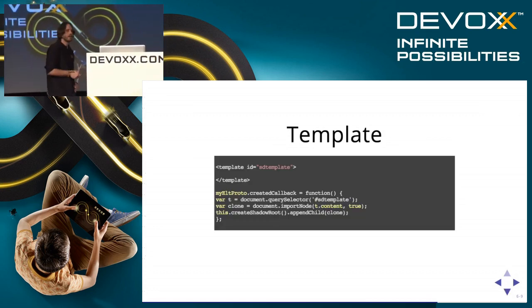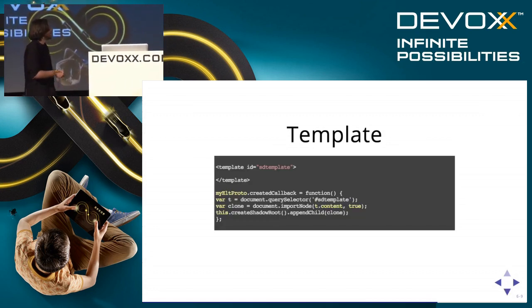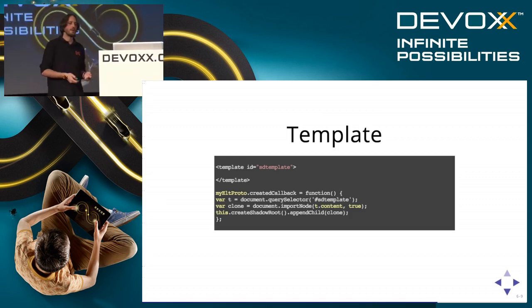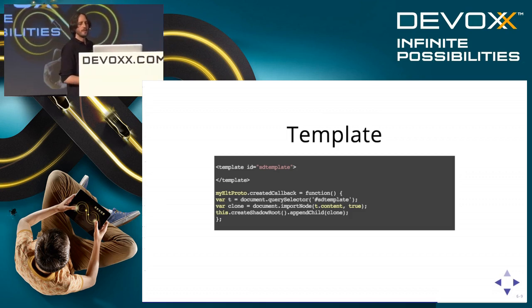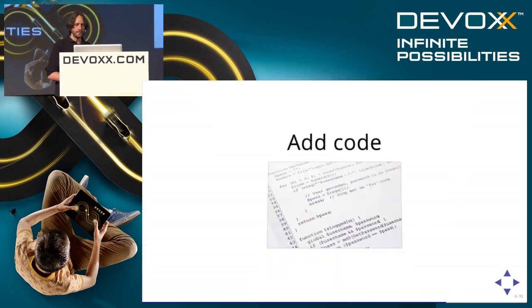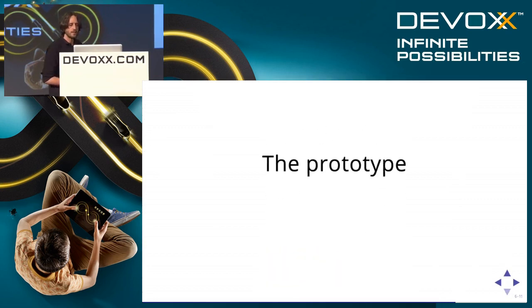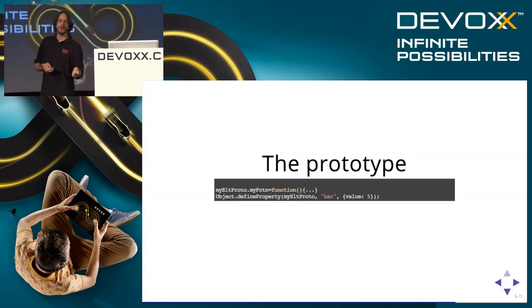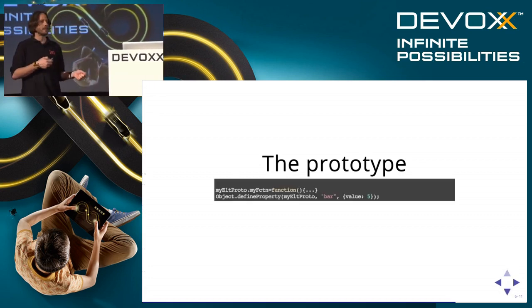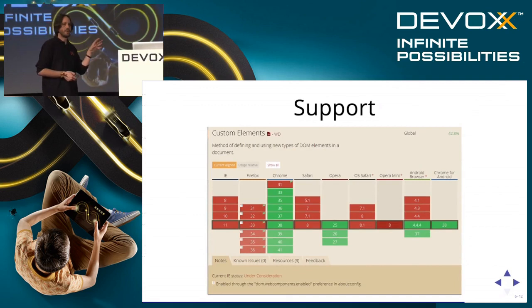You put the content of your element in a template. You retrieve this template, you create a shadow DOM, and you put the content of the template in this shadow DOM. To add code, it's pretty simple because you can access the prototype. So you can put whatever you want: method, getter, setter. This is the behavior of your custom element.